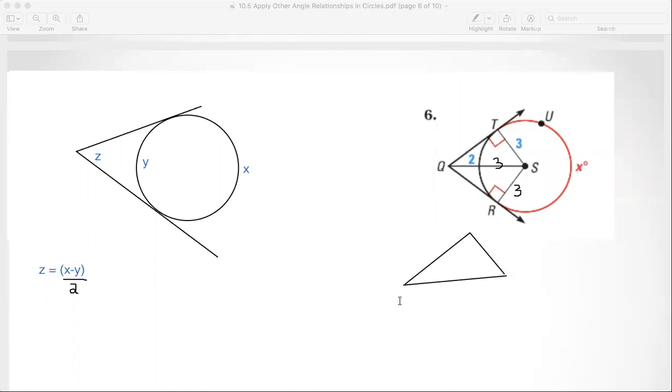And this whole length would be 5. 2 plus 3 is 5. This here is 3. I'm going to label my vertices. This is T. This is S. And then this is Q over here. That's not a Q. Okay.